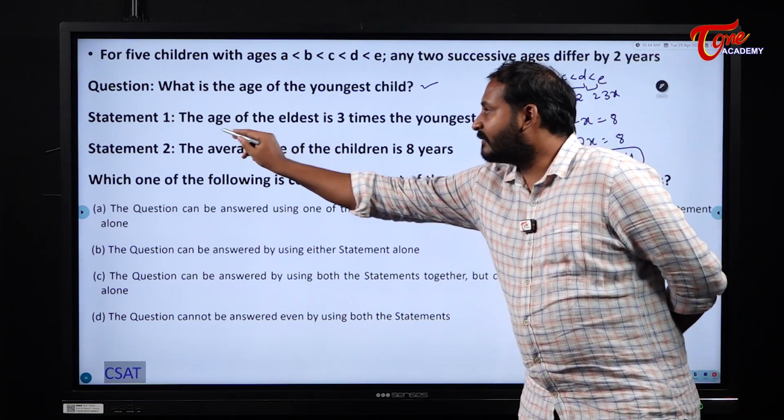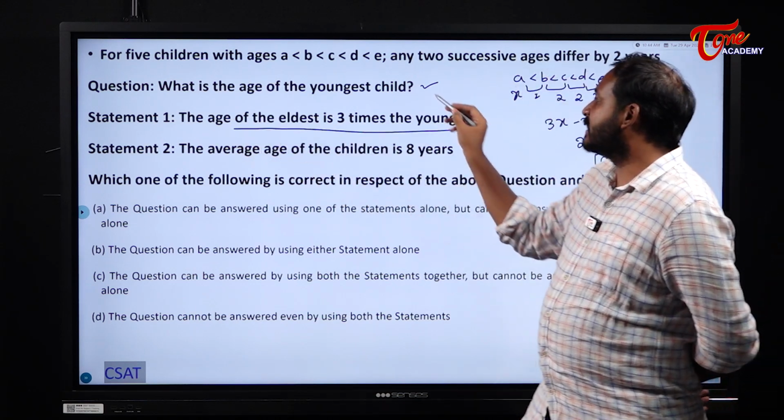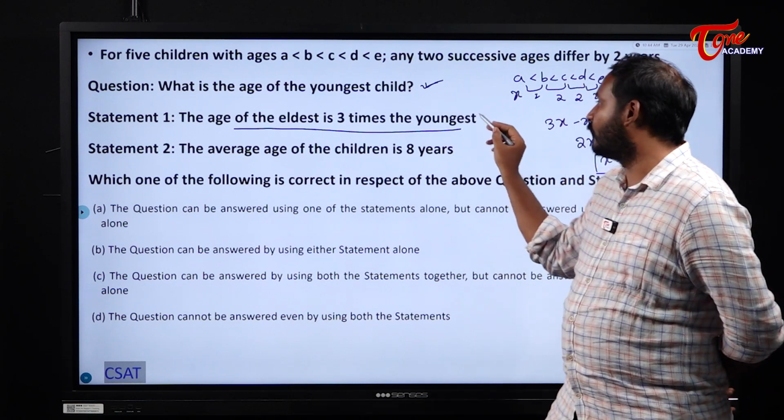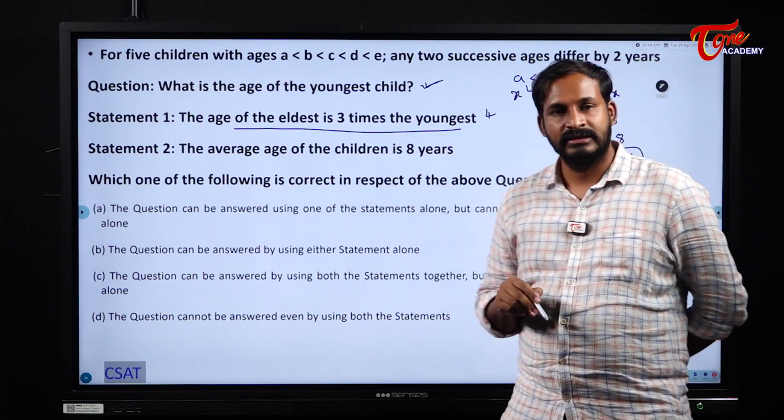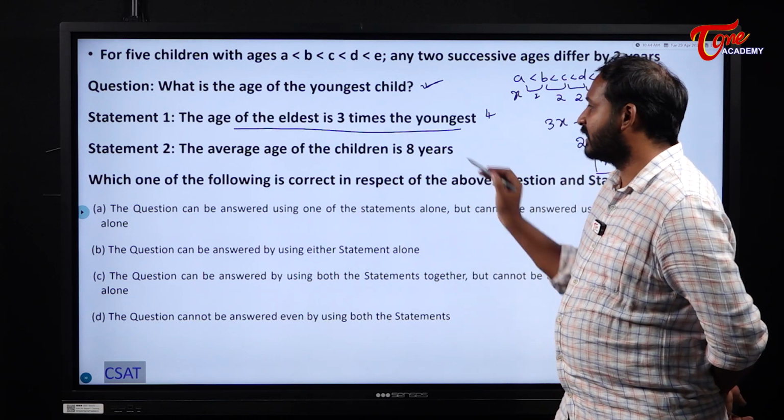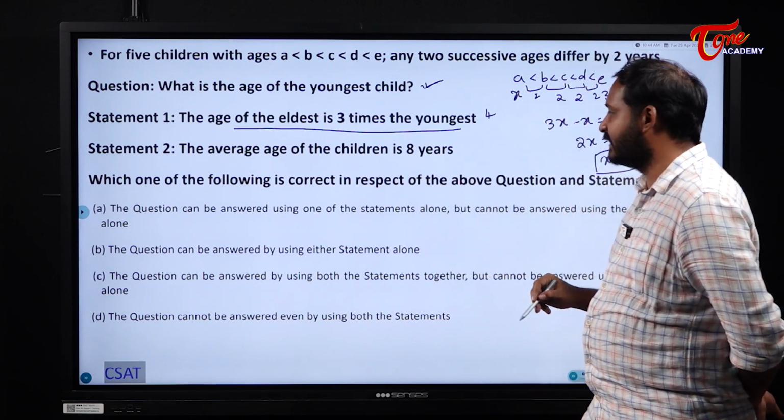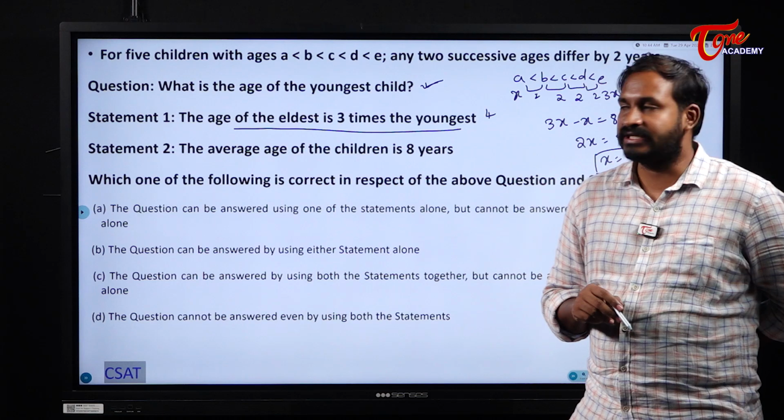That means from using the first statement, what is the age of the youngest child? What I came to know? 4. I was able to tell the answer. Yes. Now we will check the next one. The average age of the children is 8 years.